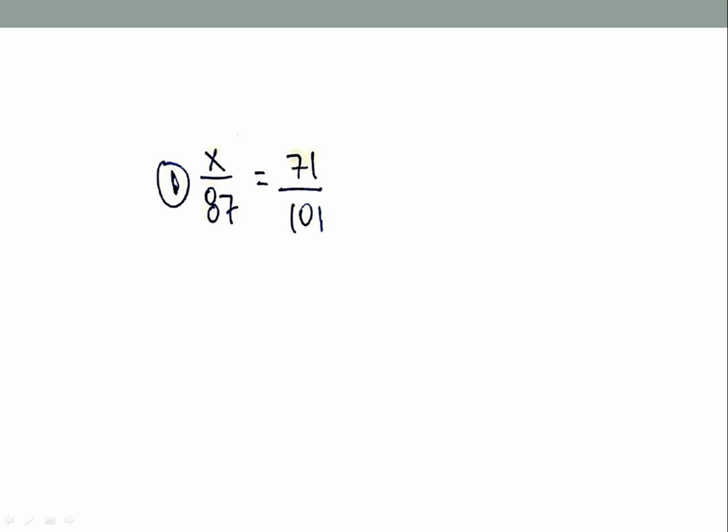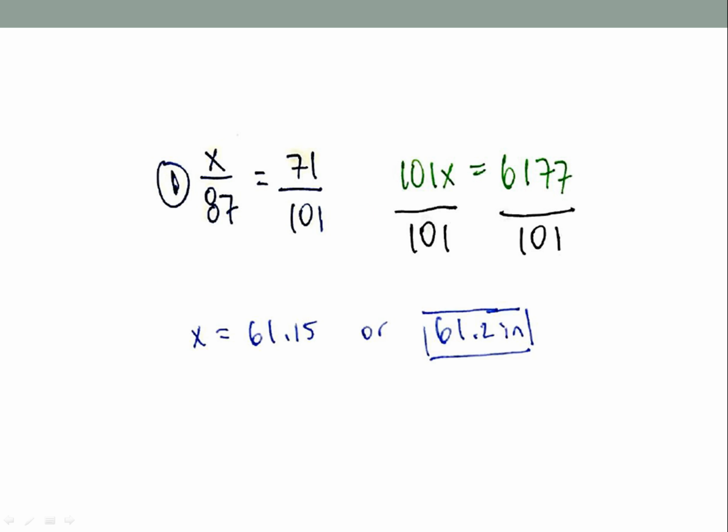Now there are at least 3 or 4 other ways that you can write these fractions, and they're reciprocals. I prefer to make it so the first fraction is one person, and the second fraction is another person. All right, so we're going to cross multiply, so 87 times 71 and 101 times x. That gets us 101x equals 6,177. We need to isolate that variable x, and so of course we are going to divide by 101, and that gets us our answer, which is 61.15. You know I love to round to the nearest tenth, especially when we're doing height, so that is 61.2 inches.